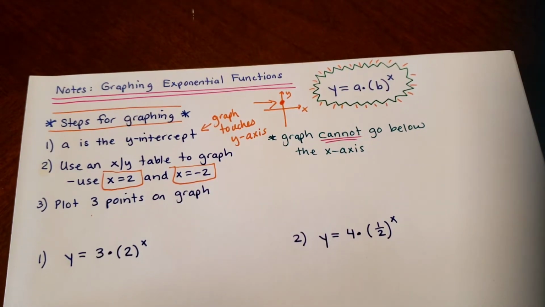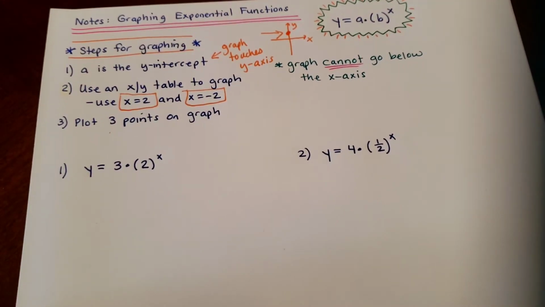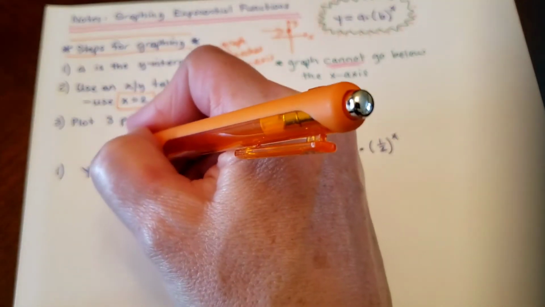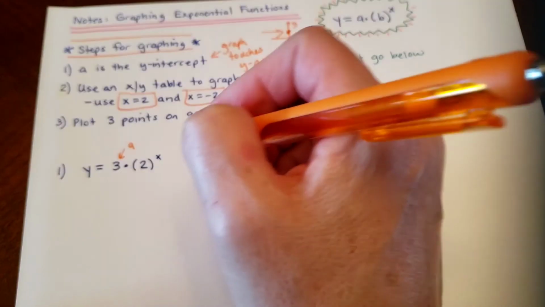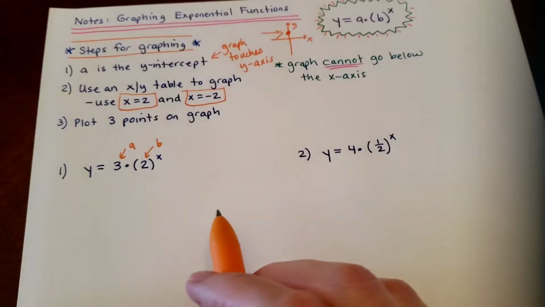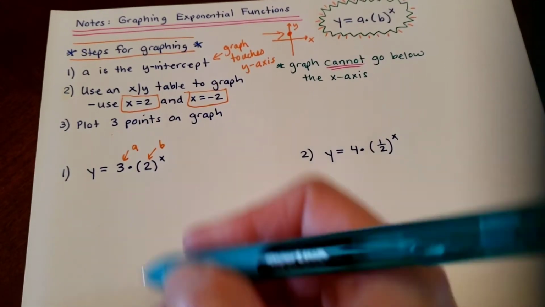Let's go ahead and try these. And feel free, graph these on regular paper. That's what I did as well. So our first function is y equals 3 times 2 to the x. This is your a, okay? We really don't need b, but I'll label it for you. Here's your b.